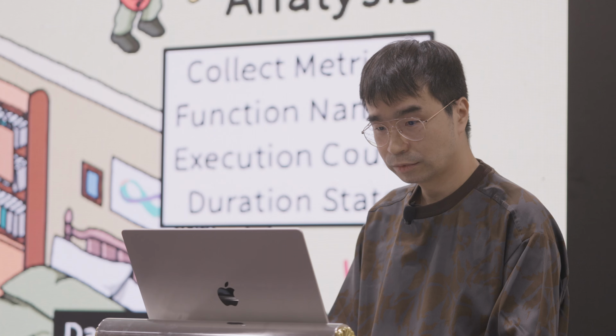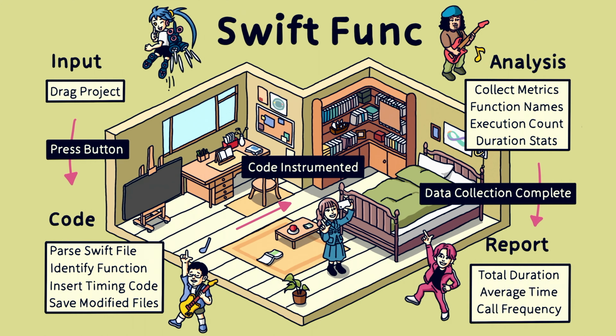But what about the Swift functions? To track the runtime of Swift functions, I wrote a tool. Simply drag your Swift project folder into the tool. Click a button, and the tool will parse the Swift files in the project, find function definitions, and insert the time tracking code. When your app runs, the tool starts collecting data, including function name, call count, and execution times.